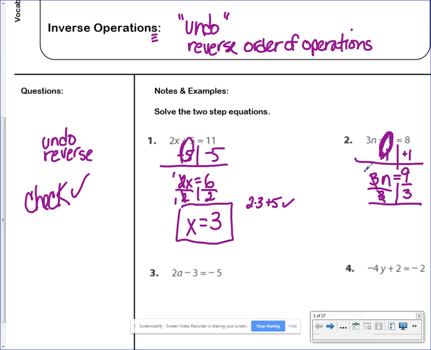3 divided by 3 is 1. 1 times n over 1 is n. That's exactly what I wanted. Hey, I got 3 again. Check your answer. 3 times 3 minus 1. Do you get 8? Yes.